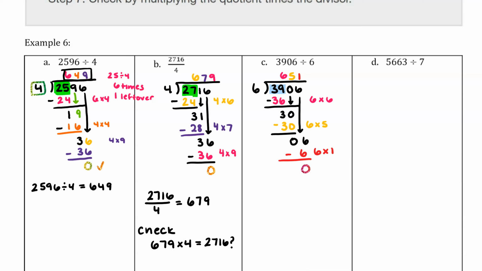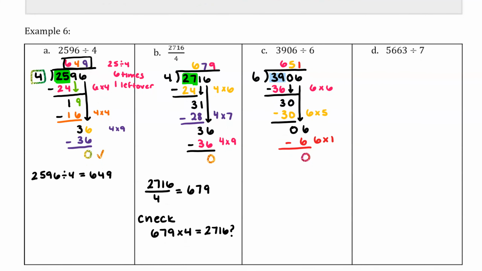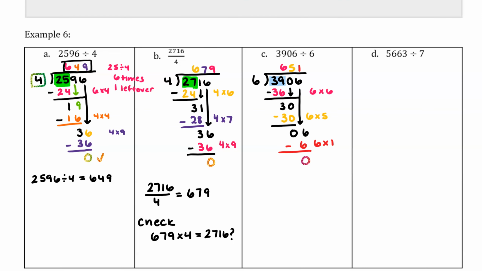Again, how could you check this? You could multiply 6 times 651 and see if you get 3,906. Let's try another one. 5,663 divided by 7. So the 7 is on the outside, and 5,663 is on the inside.